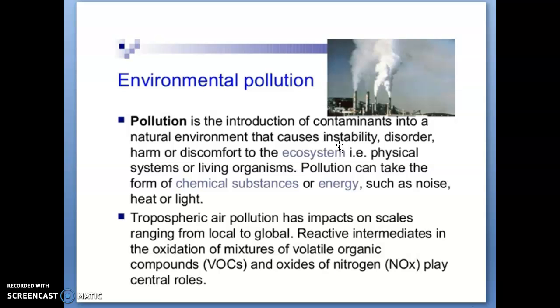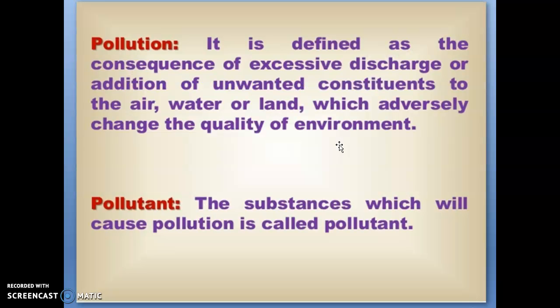Tropospheric air pollution has impact on scales ranging from local to global. Reactive intermediates play central roles in the oxidation of mixtures of volatile organic compounds and oxides of nitrogen. This air pollution we will discuss in the later part of this chapter. So, we already discussed pollution. We can define it as the consequence of excessive discharge or addition of unwanted constituents to the air, water or land, which adversely changes the quality of the environment.